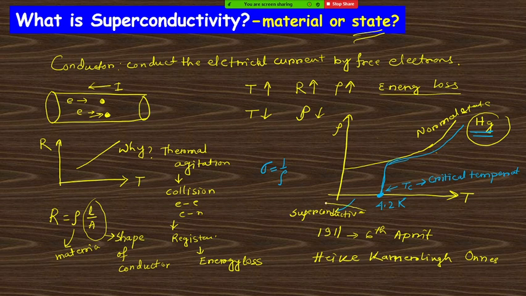So superconductivity is another state of the material, and below this temperature, that is the critical temperature, this material shows this superconductivity nature, where the conductivity is very high and the resistivity tends to 0. This is very high for the superconductor, or the superconductivity is the state, and the material at that temperature is called the superconductor. Okay.